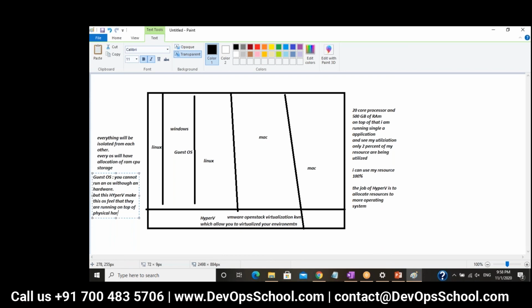physical hardware. Like previously in vacation we used to go to our family's home, like mama ji ke ghar jate the. Wherever we go, they make us feel that it is like your home only. So the job of Hyper-V is to make your operating system feel that they are running on top of physical hardware. So that is the reason it is called a guest operating system. Clear?